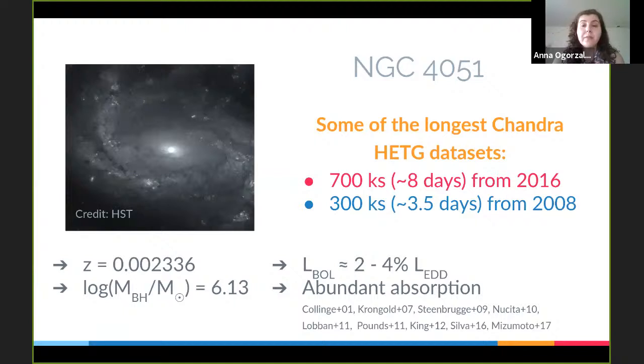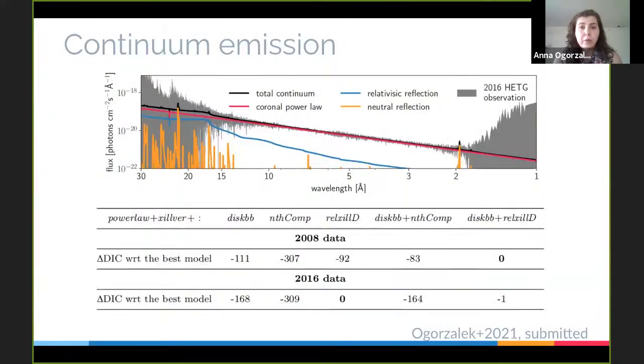So here we look at one of the deepest, highest signal to noise, high resolution spectra available: the new and archival observation of a Seyfert galaxy, NGC 4051, with Chandra HETG, which was observed for 700 kiloseconds in 2016 and 300 kiloseconds in 2008. We first construct a continuum emission model, which is crucial to then properly model the absorption. We test a number of physically motivated models, as we said before, and show the delta DIC values in the table here for illustration purposes.